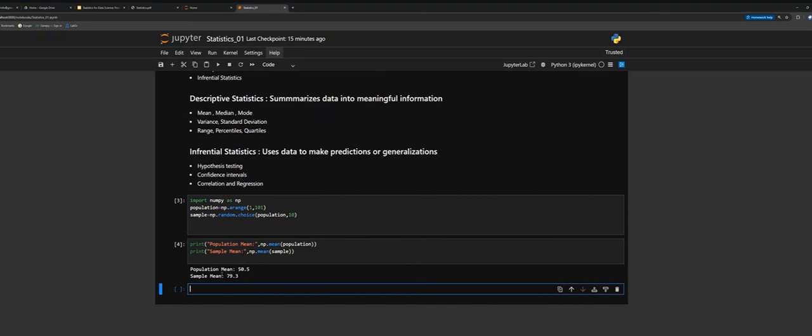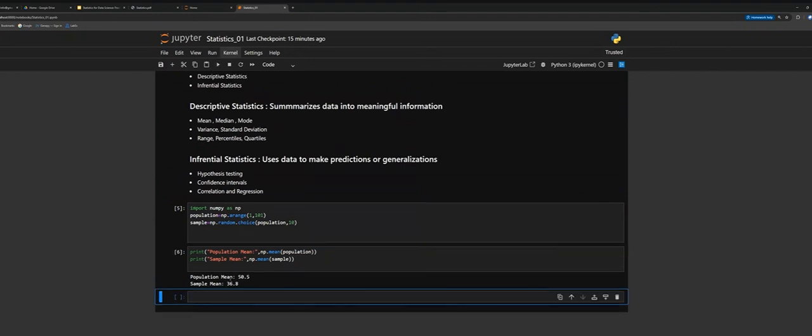Let's see. My population mean for 1 to 100 is 50.5, and the mean for the choice of 10 random numbers is 79.3. If I run again, now you see it has changed to 36. It randomly changes. If I run again, 49, but the population mean will be the same. The 10 sample will keep on changing every time you run it. So that is the beauty of this.